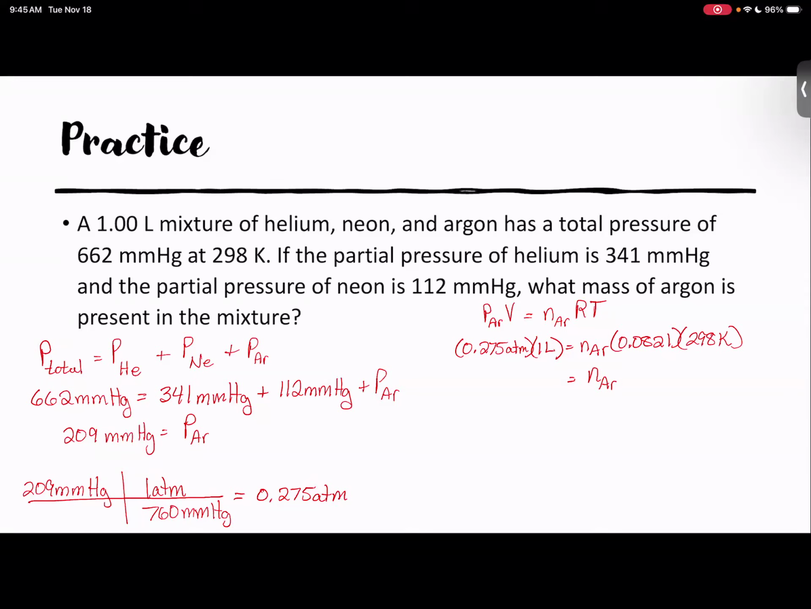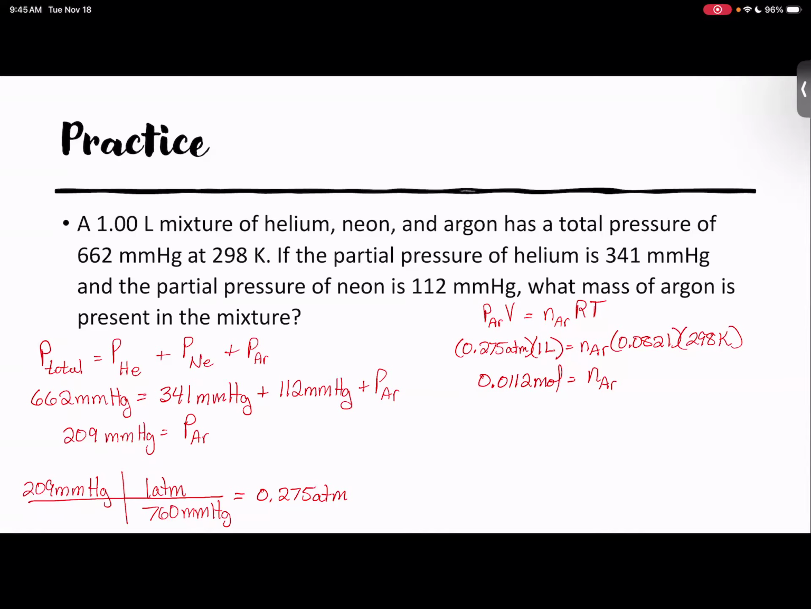And you get a value of 0.0112 moles of argon. But I wasn't asked for moles of argon. Now, why did I go to moles of argon? Why did I use the ideal gas law? Because I'm dealing with gases.